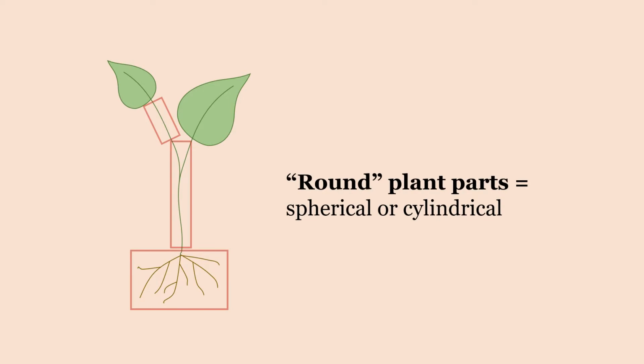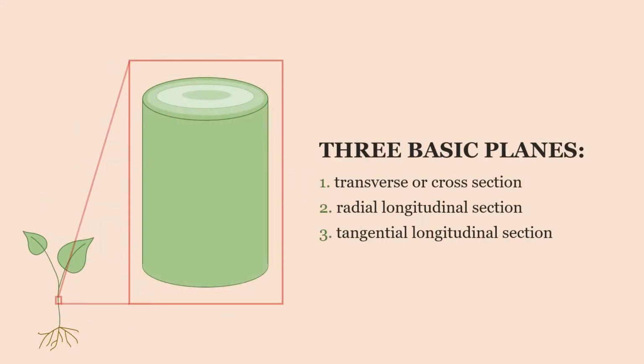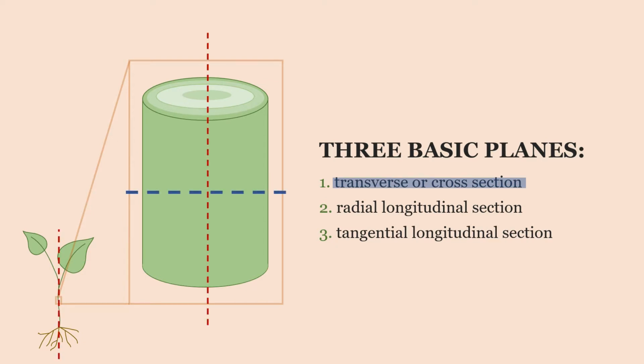If your plant part of choice is round, you may section them in the 3 basic planes to study their 3-dimensional shape. Transverse section or cross section. This is made by first identifying the plant's longitudinal axis and cutting at right angles to it. Radial longitudinal section. This is made by cutting parallel to the longitudinal axis, and finally, tangential longitudinal section. This is done by cutting at an angle to the longitudinal axis.